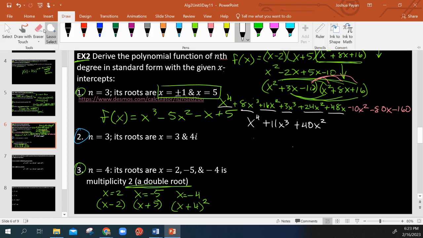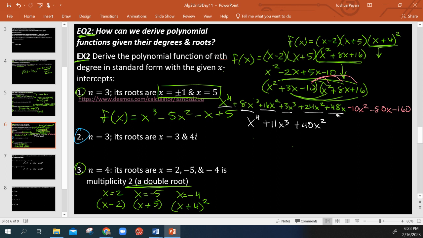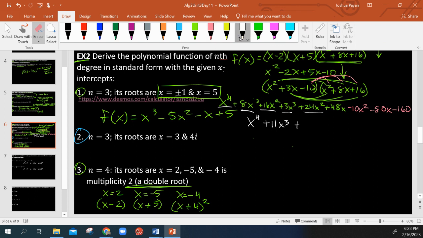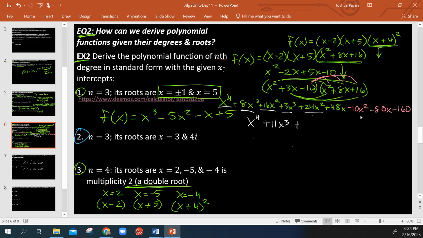Oh, I left out some x squareds. Okay, I didn't leave out any cubes. So we've got 16, 24, that's 40, minus 10 is going to give me 30x squared. And then 48x minus 80x is going to give me negative 32x. And then, of course, we're left with the minus 160.